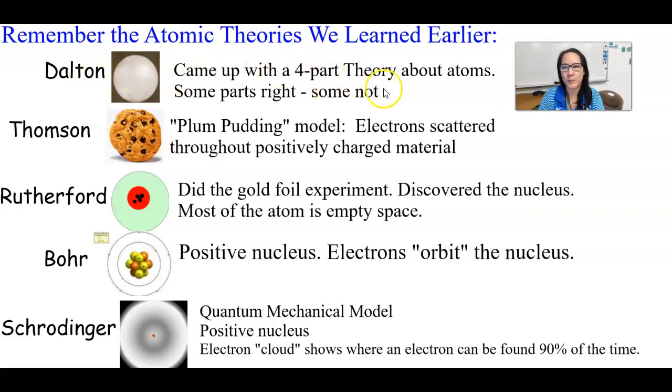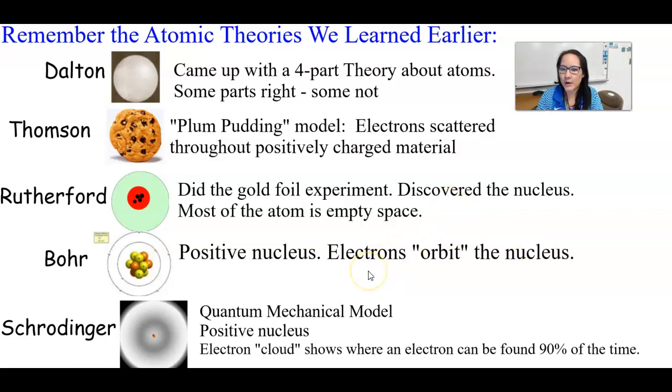Dalton came up with a four-part theory about atoms. Some parts were right, some were not. Then Thomson came up with the plum pudding model, saying that electrons were scattered throughout a positively charged material. Rutherford conducted the gold foil experiment and discovered the nucleus and that most of the atom is actually empty space.